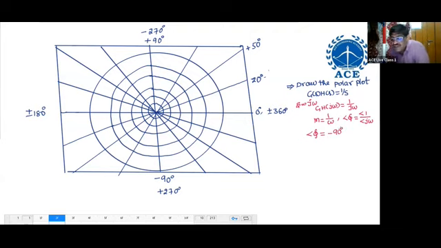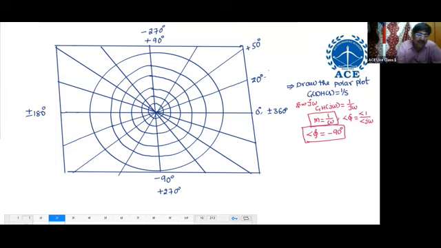Here, this is linear scale only. Magnitude is linear scale, 1 by omega only. We don't apply 20 log. It is 1 by omega only. Phase angle is minus 90.